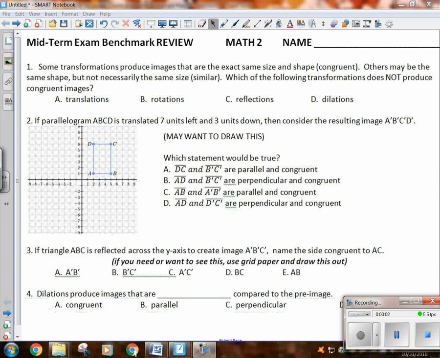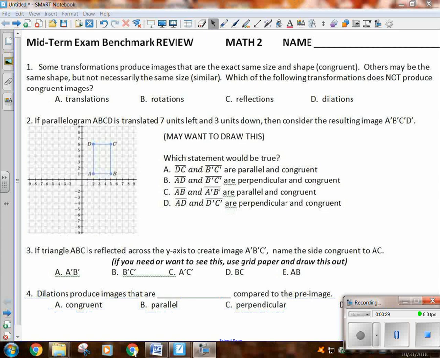All right, this is the midterm exam benchmark review. This is the Stokes County exam for Math 2. All the Math 2 students in the county are taking the same exam. I'm trying to be more thorough, so you may see more items and more concepts reviewed in ways that you may not see tomorrow on your exam, but this way I feel like I've done everything I can to get you prepared. So number one, I actually reviewed the definition of congruent.